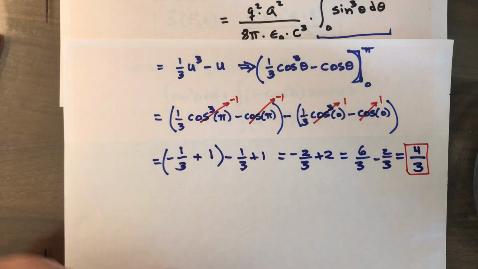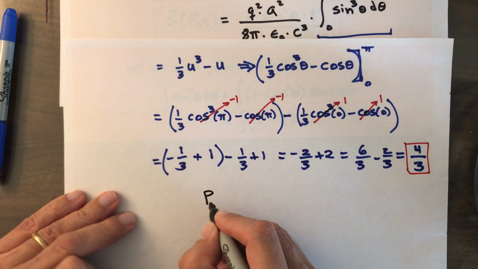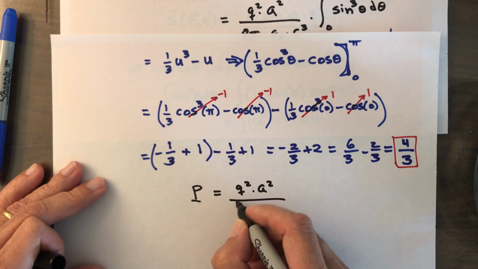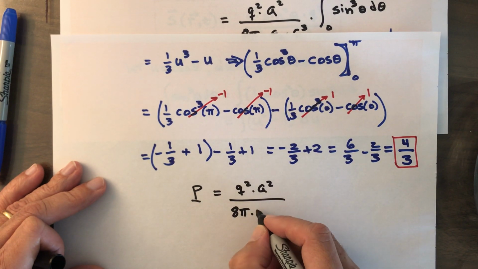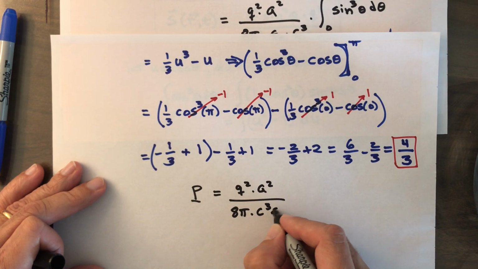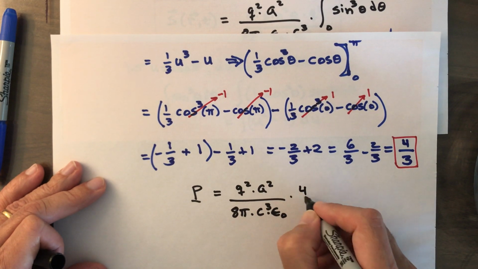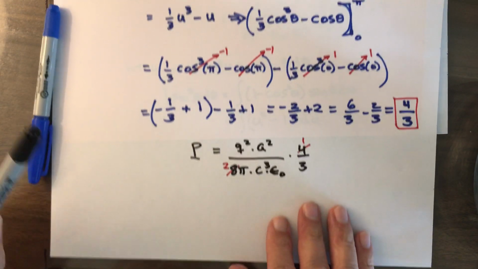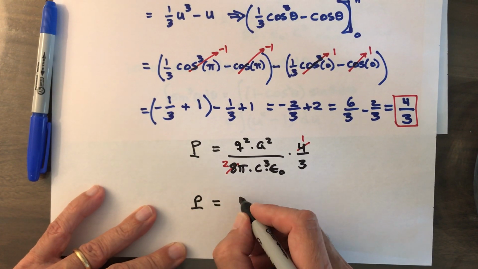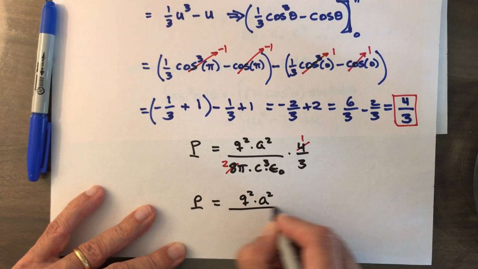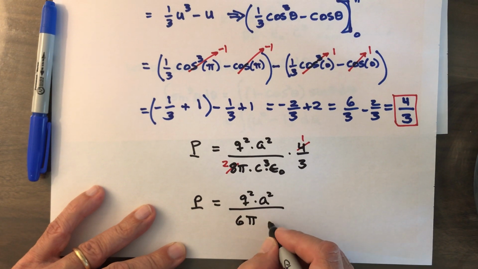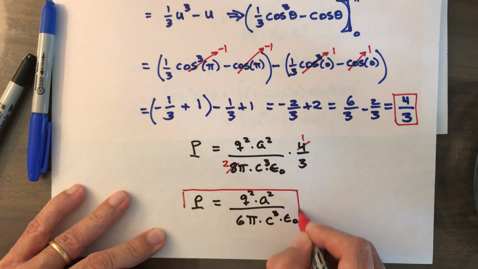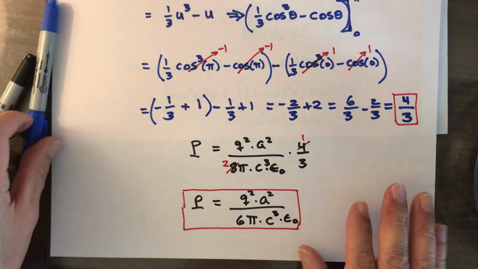We can plug that back into our equation for power and come up with this expression. And the 4/3 here. This goes to 1, this goes to 2, and our final expression for power is here. This now is Larmor's formula.